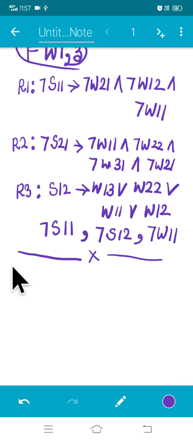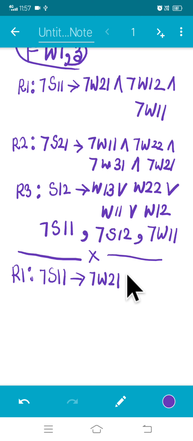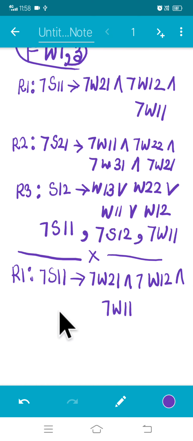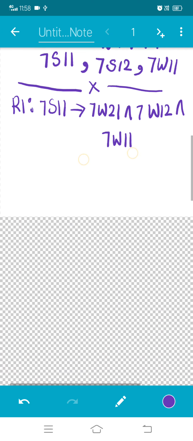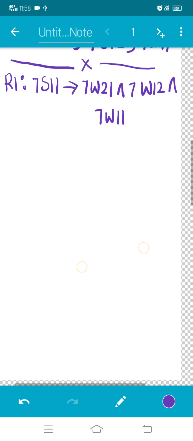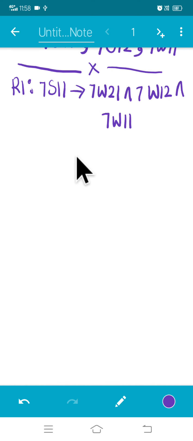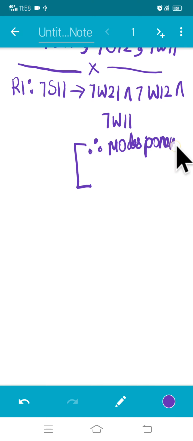So first I will take the rule 1, which is negation S11 implies negation W21 and negation W12 and negation W11. So I will take the first equation. Before solving that problem, we should be aware of this rule, which is called the modus ponens rule.